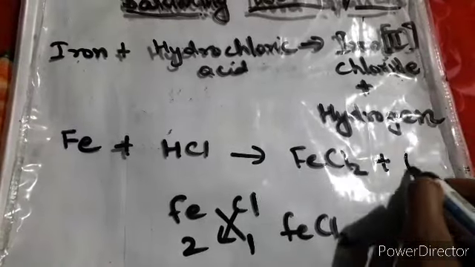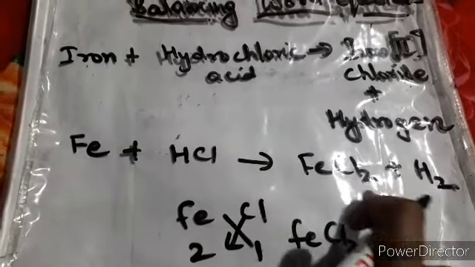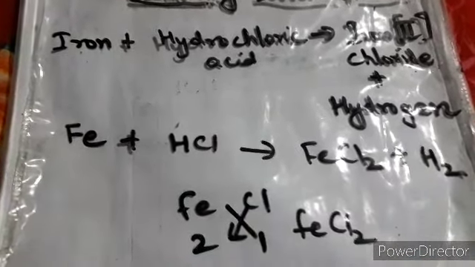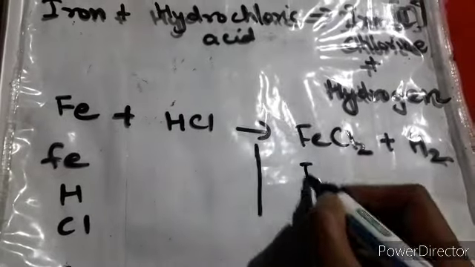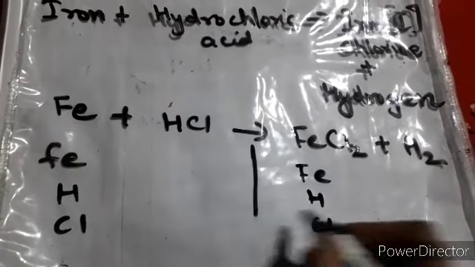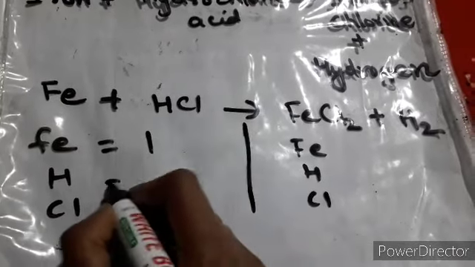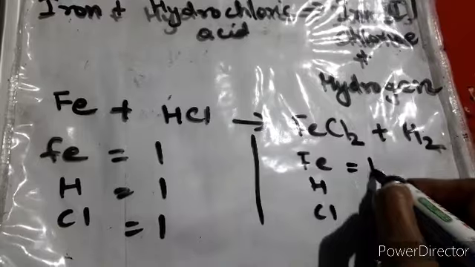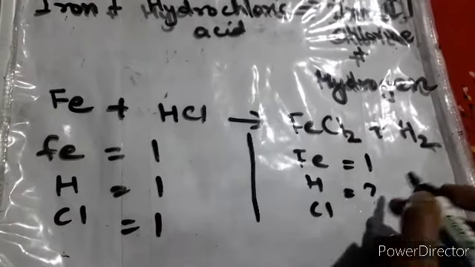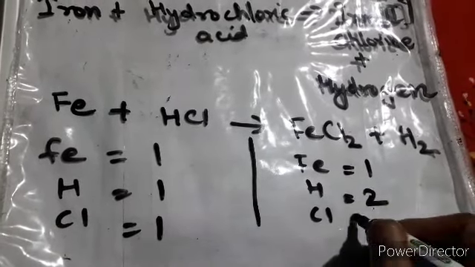FeCl2. Hydrogen you know. Now what is the point? Just to balance it, draw a line over here, and first of all write down the elements: Fe, H, Cl. Let's focus on it. Fe is how much on the reactant side? 1. Hydrogen is what? 1. Cl is what? 1. Over here Fe is 1. Sorry, H is what? 2. Cl is what? 2.